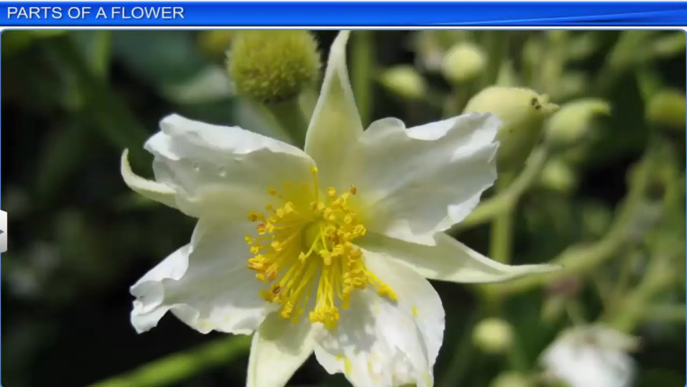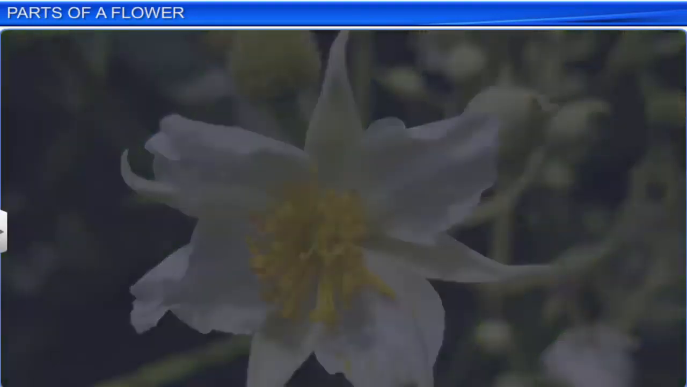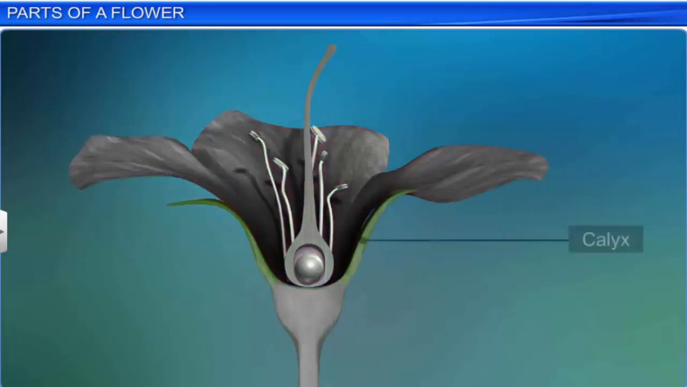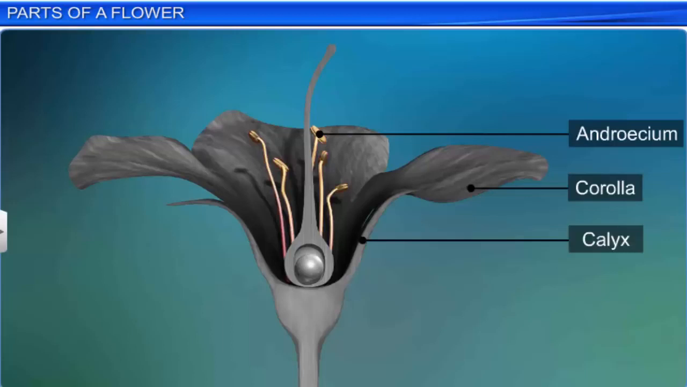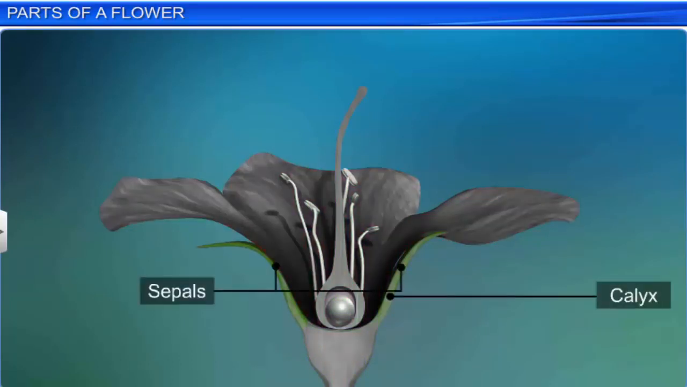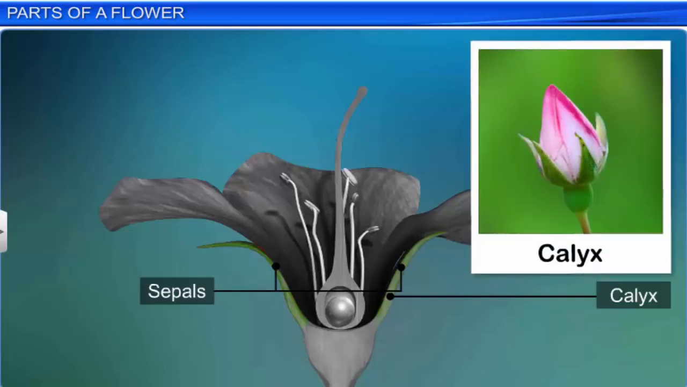A flower is the most beautiful and attractive part of a plant that contributes to the process of reproduction. Typically, a flower has 4 whorls: calyx, corolla, androecium, and gynoecium. The outermost whorl is the calyx, which consists of sepals that are green, leaf-like structures that protect the flower in its bud stage.